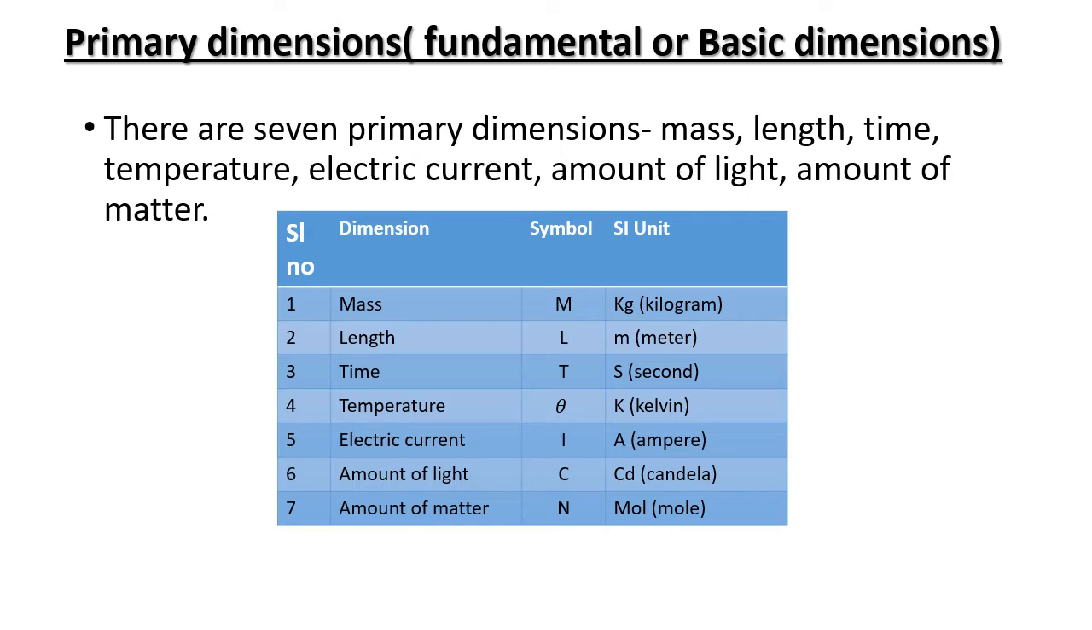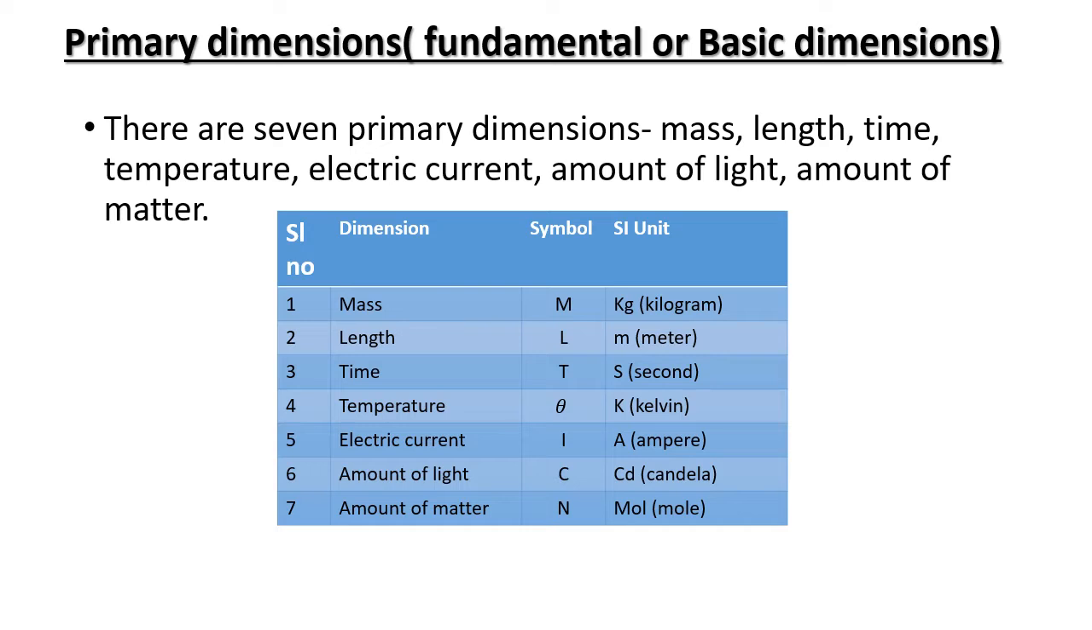There are 7 primary dimensions. We also call them fundamental or basic dimensions, namely mass, length, time, temperature, electric current, amount of light, amount of matter. The symbol of mass is written as M, length L, time T, and temperature as theta.